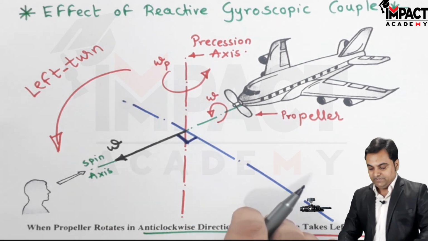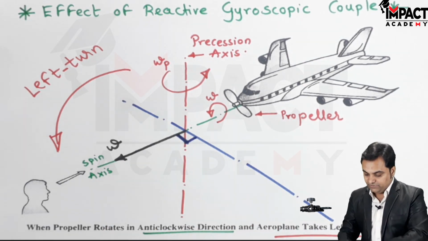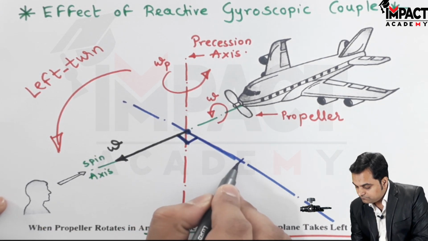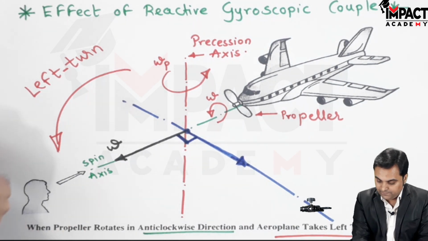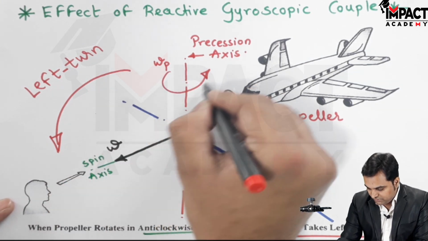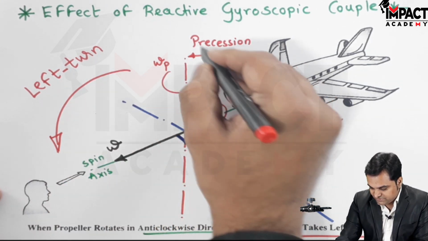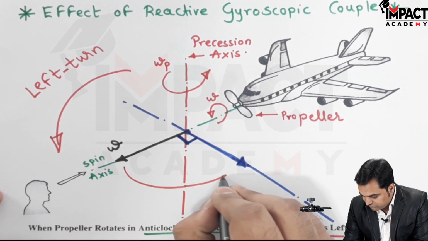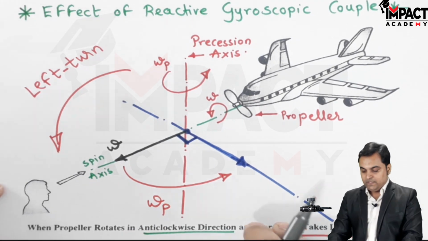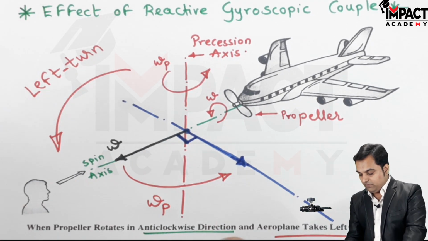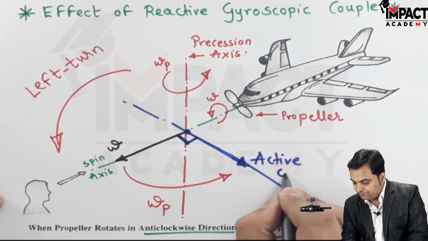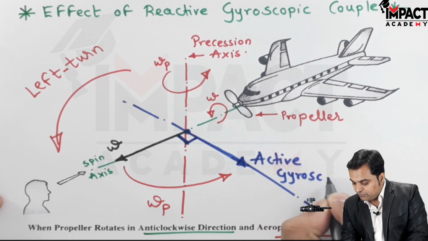So this angle is 90 degrees, and here I have turned this velocity vector by 90 degrees. And why in this direction? Because it is a left turn and the precessional velocity is in this direction, which is anti-clockwise, so omega has also been tilted 90 degrees anti-clockwise, corresponding to the precessional velocity. Now this arrow which I have got indicates the active gyroscopic couple.